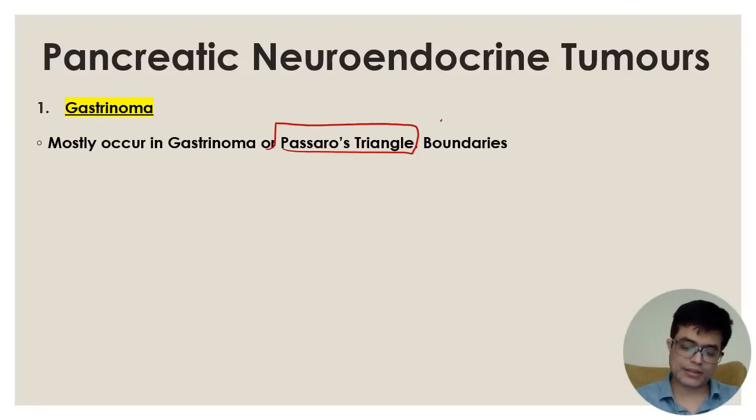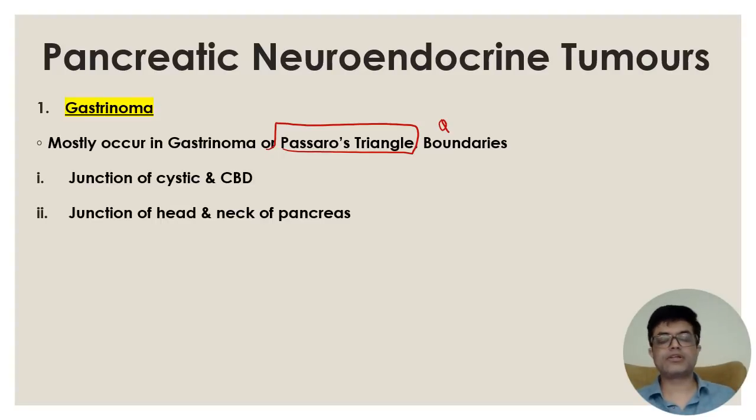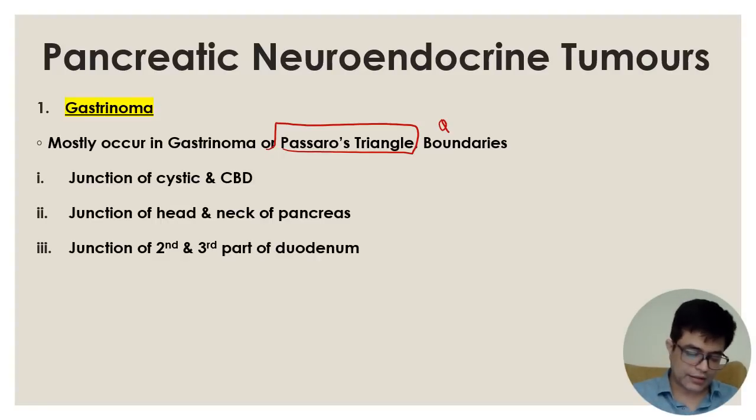This is your surgery MCQ. We are doing an integrated thing. My purpose is to cover maximum ground in the shortest time possible. So boundaries of the gastrinoma triangle include: number one, junction of cystic duct and common bile duct. Second landmark is junction of head and neck of pancreas. And third landmark is junction of inferior margin of the second and third part of duodenum. So it is something like this. I am making a very crude picture. So CPD. This is how you remember it.